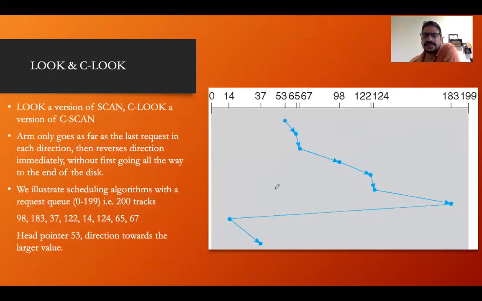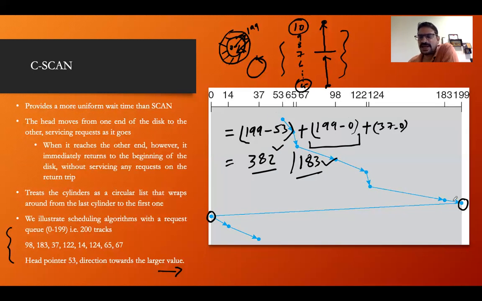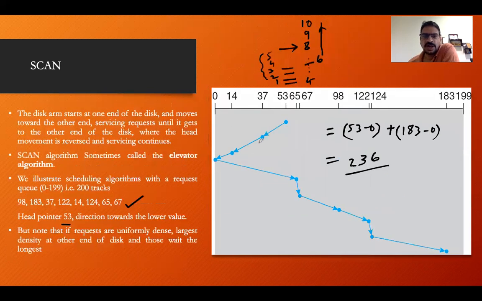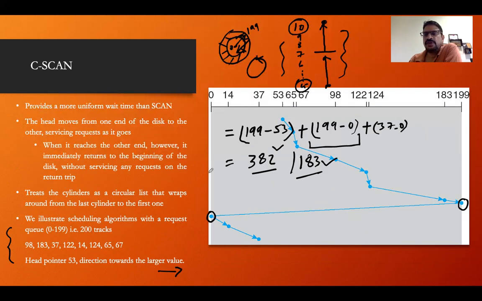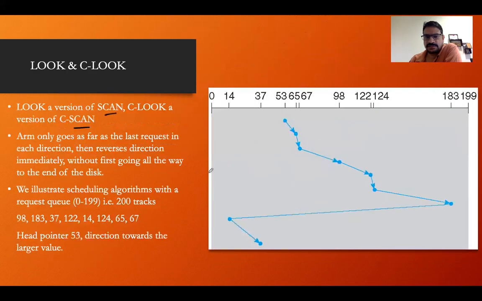Now let's see LOOK and C-LOOK. LOOK is a version of SCAN, and C-LOOK is the version of C-SCAN. In SCAN and C-SCAN, I unnecessarily have to go to the last. LOOK says that we don't have to go to the last. Now this is the solution for C-LOOK. Let's see C-LOOK first and then we'll see LOOK.